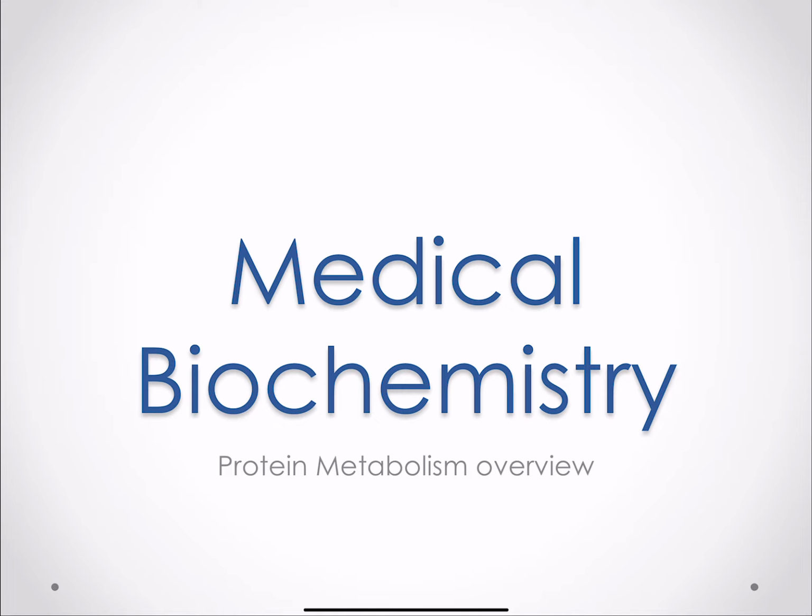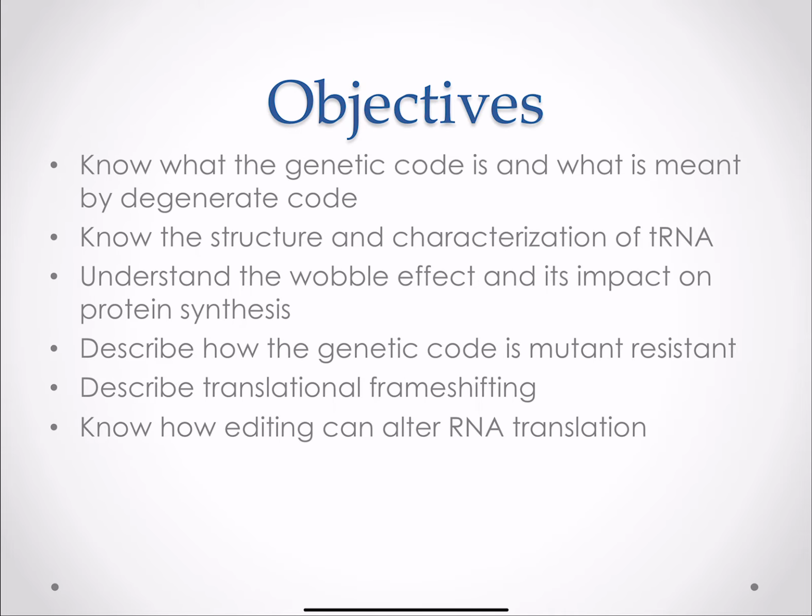Okay, so now we're going to talk about protein metabolism. And in this first lecture, this overview, we're going to talk about the genetic code. We'll talk about how it's redundant, how it is mutant resistant, and then we'll talk about how it's a little bit flexible with respect to what is called the wobble effect. We'll also discuss the structure of the transfer RNA and how it's important, of course, in building our amino acids into our proteins.